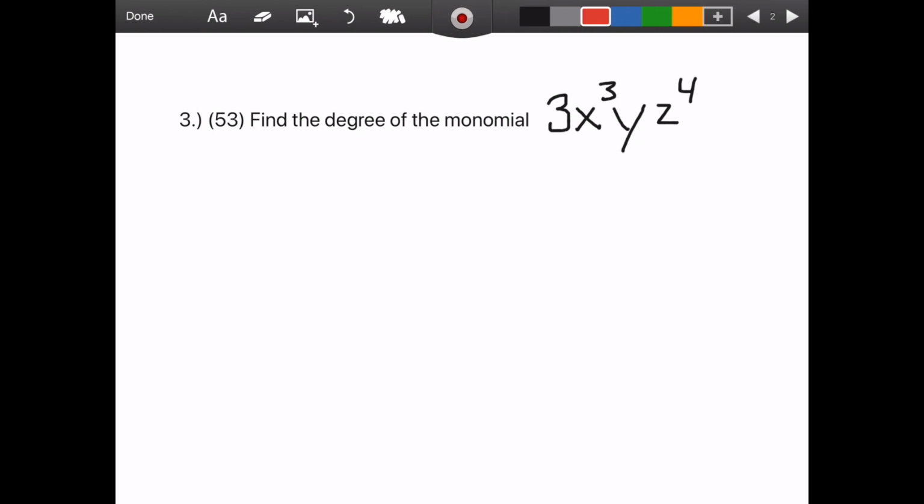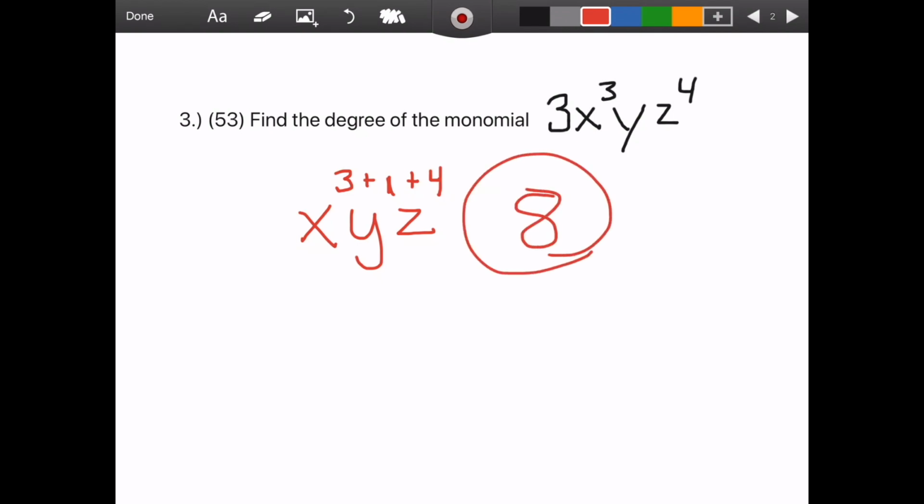Number 3 is from lesson 53, and they want us to find the degree of the monomial. So if you remember, when we find the degree of a monomial, all we do is add up all the exponents of just the variables, not any of the coefficients. So if we look at just the variables, we have x to the third power, y, and since there's no exponent there, we assume it's a 1, and then z to the fourth. So I'm just going to add up all of these exponents to get 8. So the degree of that monomial is 8.